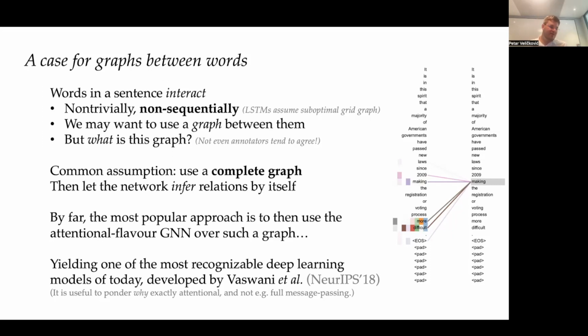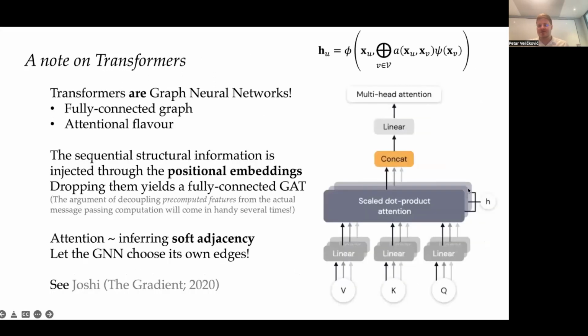Well, as we just said, a very common assumption is to use a complete graph and then let the neural network, the graph neural network, infer the relations by itself by passing messages along this graph. Basically, the most popular approach in that case is to take a fully connected graph and then use the attentional flavor of a GNN, which yields one of the most recognizable deep learning models of today, developed by Ashish Vaswani and others at NeurIPS, and that is exactly the transformer. So here I put the equation of the attentional fully connected GNN in the corner and the famous figure from the transformer paper, so you can relate some of these concepts.